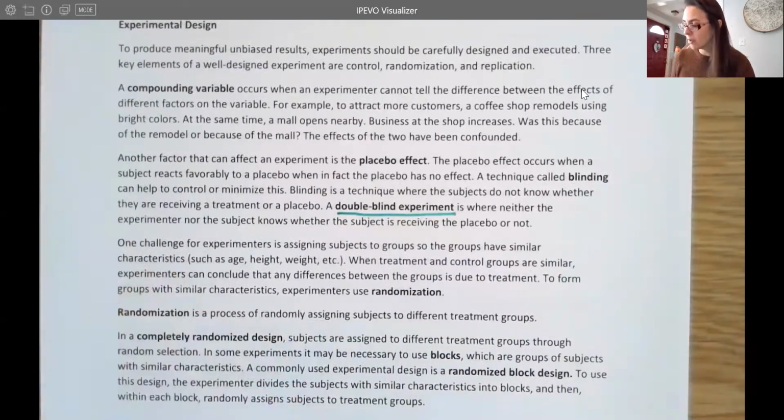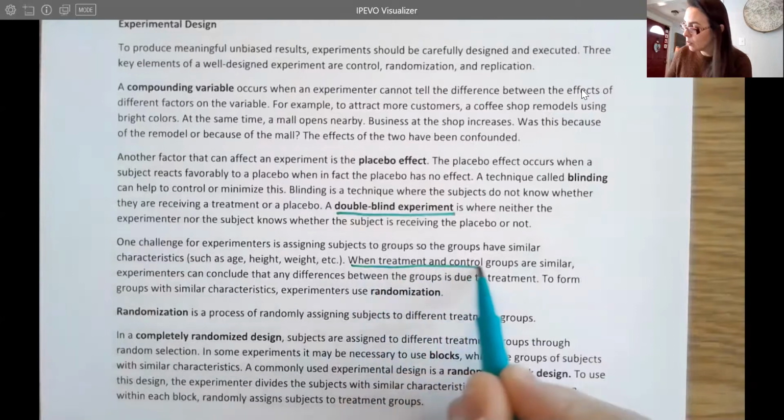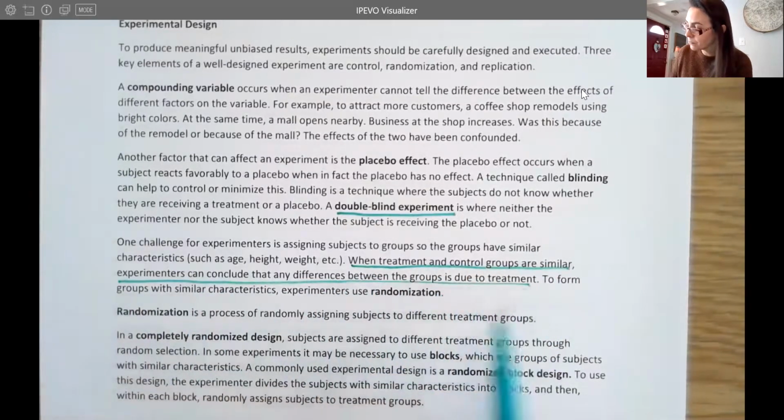One challenge for experimenters is assigning subjects to groups so that the groups have similar characteristics. So if we have two groups, we do want them to be about the same, right? If we're trying to test a treatment. So when treatment and control groups are similar, experimenters can conclude that any difference between the groups is due to treatment, right? So we do want them to be similar so that we can see if there are differences.